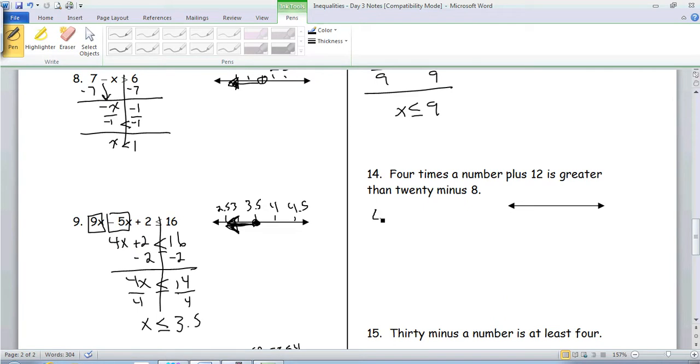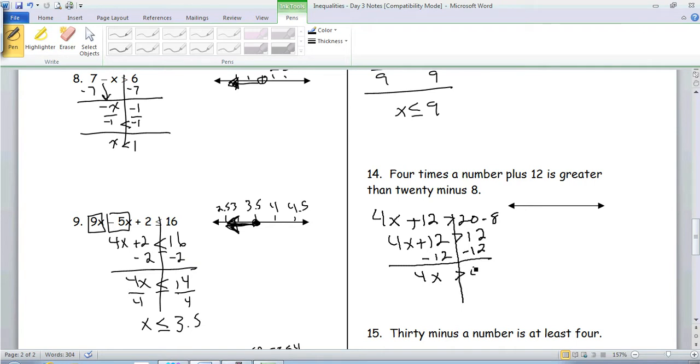4 times a number. I'm going to use x for a number. Plus 12 is greater than 20 minus 8. We can do this. 20 minus 8 is 12. Now let's move our constant for x is greater than 0. Divide by the coefficient. We get x is greater than 0.